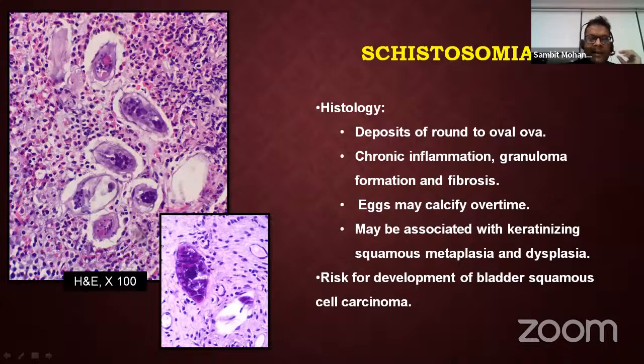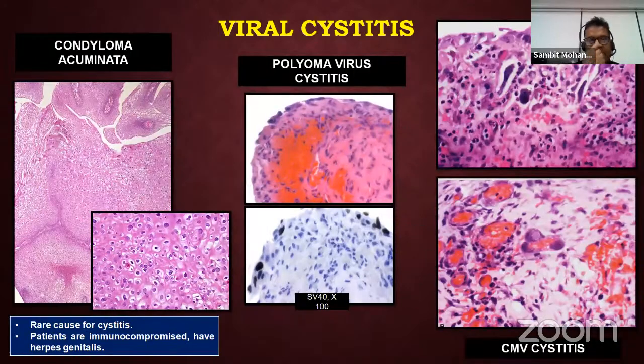Then schistosomiasis, or Schistosoma haematobium, mostly seen in Egypt and in South America. You see this lateral spine containing organism surrounded by a lot of eosinophilic response and squamous metaplasia of the lining, and there's a risk of developing bladder squamous cell carcinoma following schistosoma infection. They first undergo keratinizing squamous metaplasia, dysplasia, to a cancer. Then viral cystitis. The most common is polyomavirus cystitis post-transplantation.